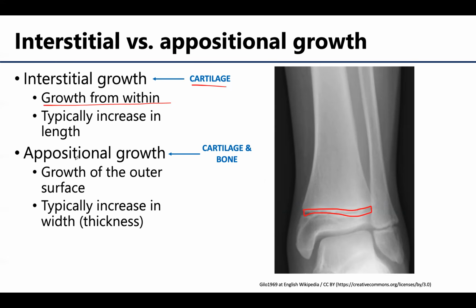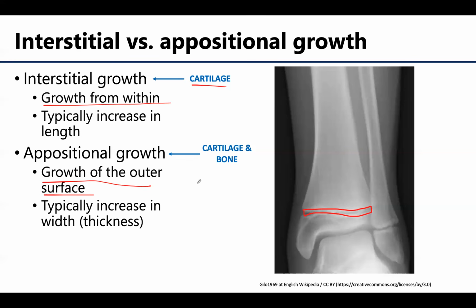However, with appositional growth, or deposition of new tissue to the outer surface, this can occur with both cartilage and bone. So cartilage can enlarge by both interstitial and appositional growth, but in bone, osteocytes are embedded within that calcified extracellular matrix, so it has little room to deposit matrix internally. So bone growth can really only be appositional.